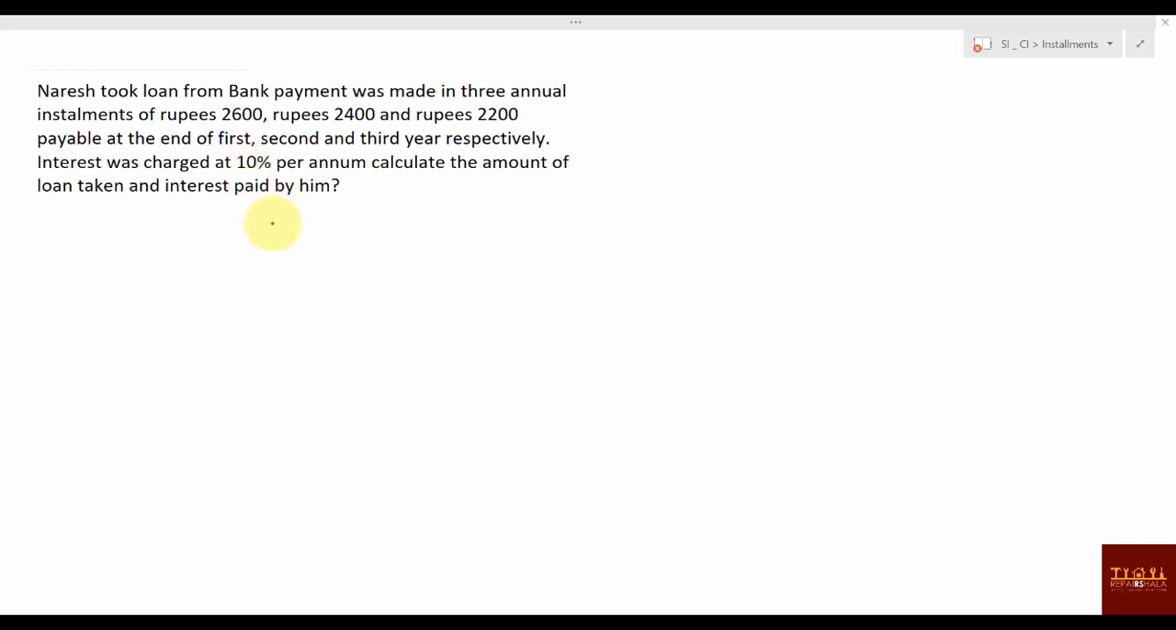So 10% is the rate of interest. So what you can say, 1 by 10, right? Means what? First year 10 to 11, second year 10 to 11, third year 10 to 11. Now at the end of third year, what is given? 2200, means this will be 2000. How much installment you have given here? 2400, means total how much you have given here?